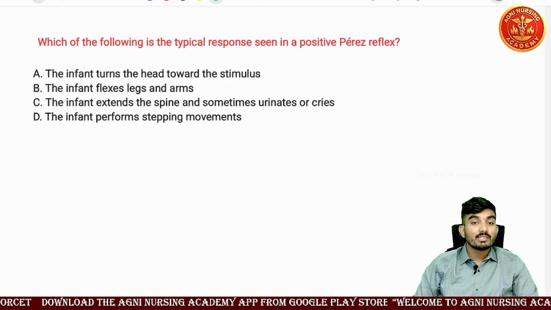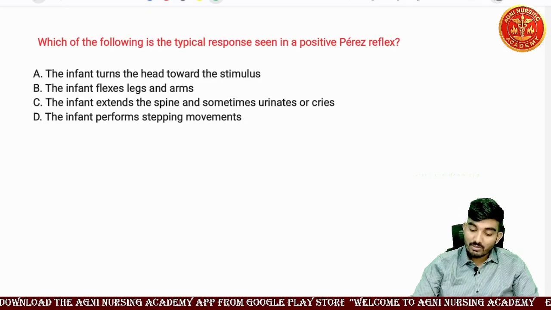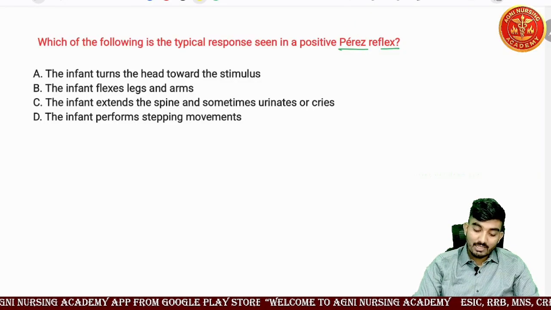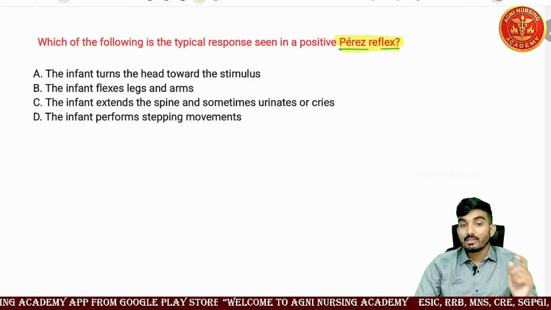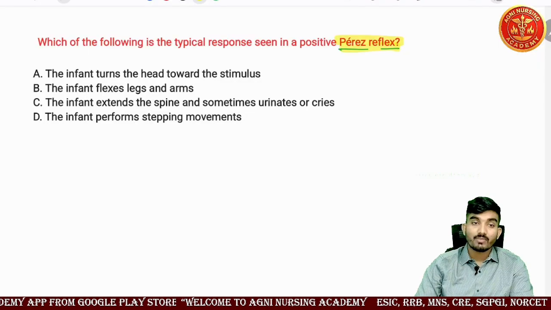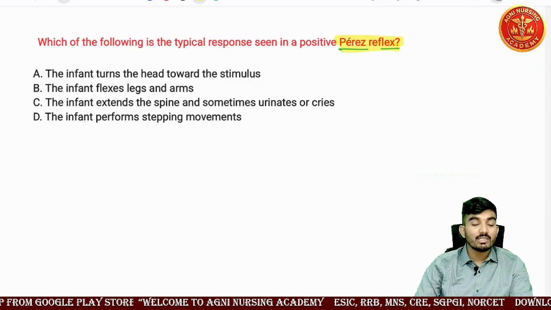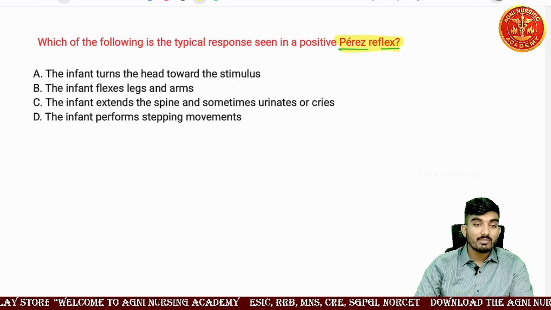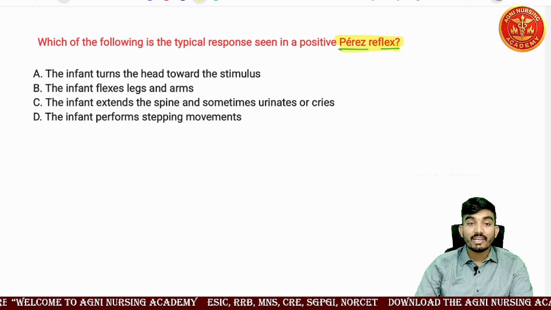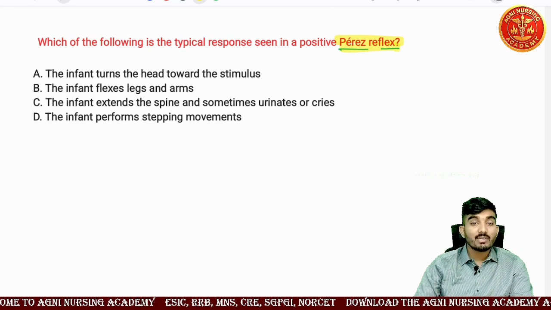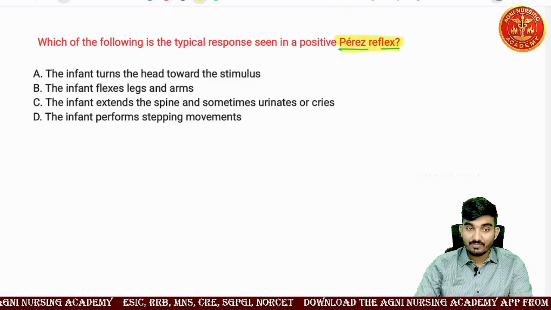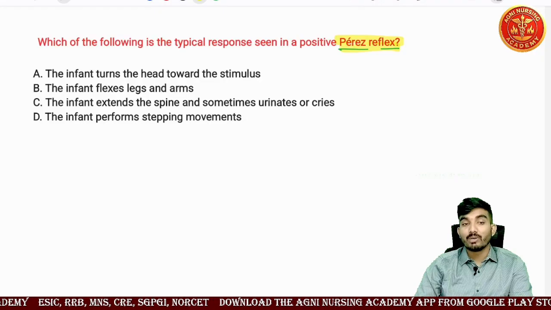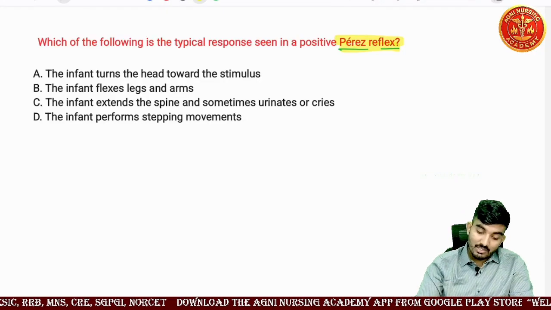Which of the following is a typical response seen in positive Perez reflex? Which movements will we see in the positive Perez reflex? That is the question. We will see the options. Option A: the infant turns the head towards the stimuli. Option B: the infant flexes legs and arms. Option C: the infant extends the spine and sometimes urinates or cries. And option D: the infant performs stepping movements. We'll see the options one by one now.